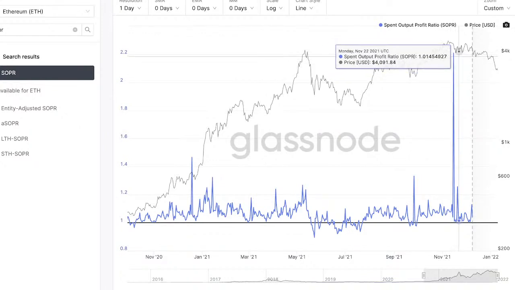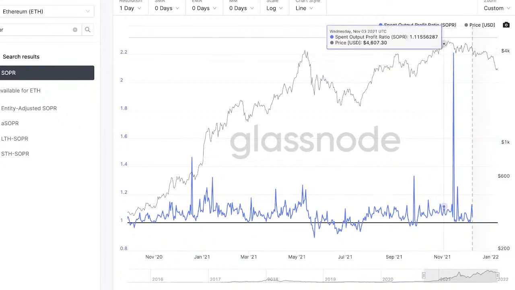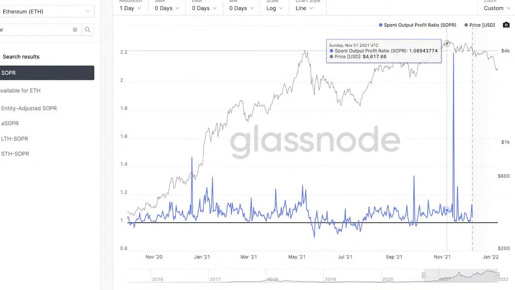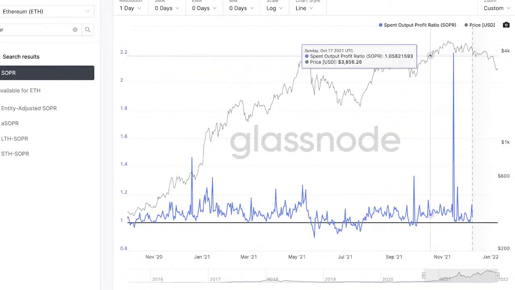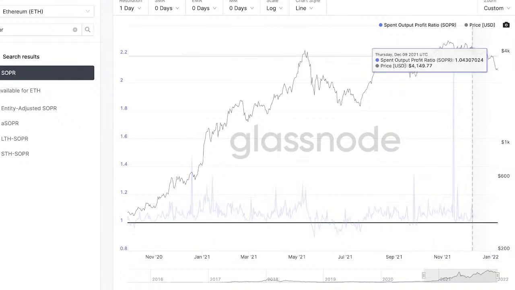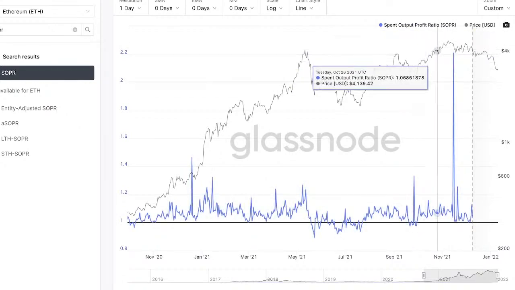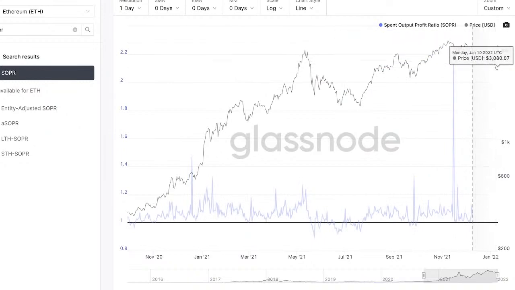So at this point in time, once we were trading at approximately $4,700, a lot of people were able to sell their Ethereum for twice as much, so for $2.2. They invested $1 and got approximately $2.2 back for each dollar invested. So this means a lot of people were at huge profits here and decided to sell. Afterwards, we saw this major decline taking place on Ethereum.